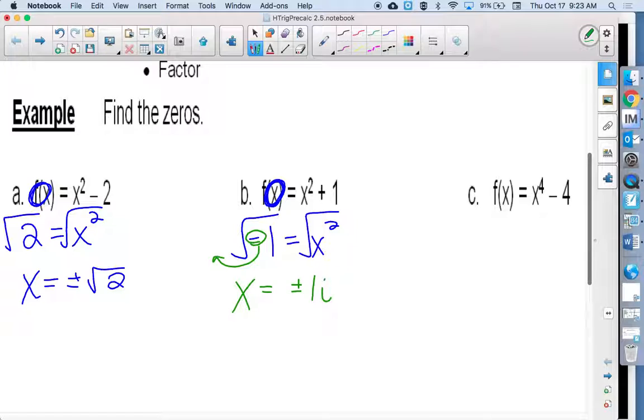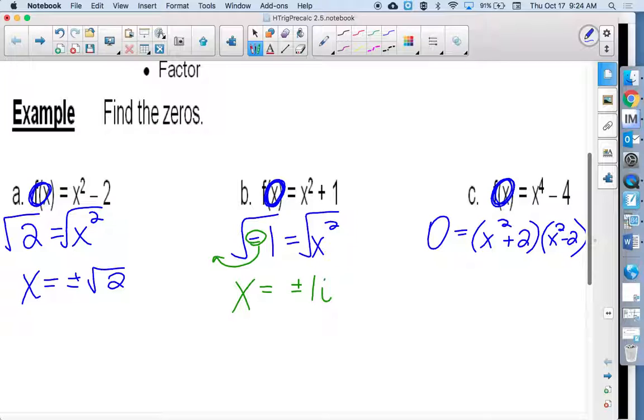The last one of these factoring problems, or finding the zeros, says x to the 4th minus 4. This one does need to be factored first, so I can't just take a 4th root. We have to be able to break it down a little bit. Does anybody know how you would factor x to the 4th minus 4? Emma? X squared plus 2 times x squared minus 2. Yeah, x squared plus 2, and x squared minus 2.